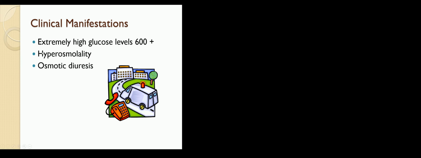Now, with HHNS, it's going to be extremely high glucose levels, usually 600 plus. Hyperosmolarity because of the increased glucose levels in your extracellular fluid compartment, which causes osmotic diuresis.